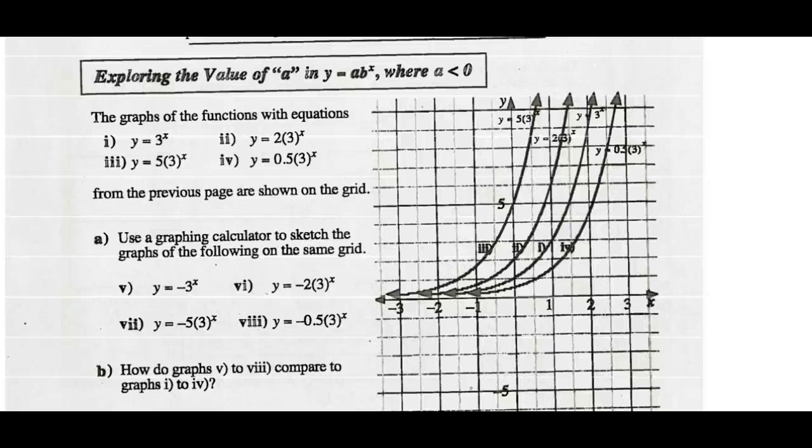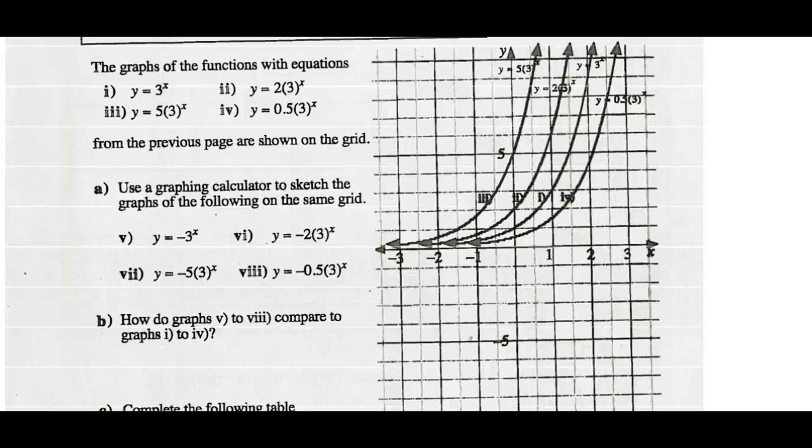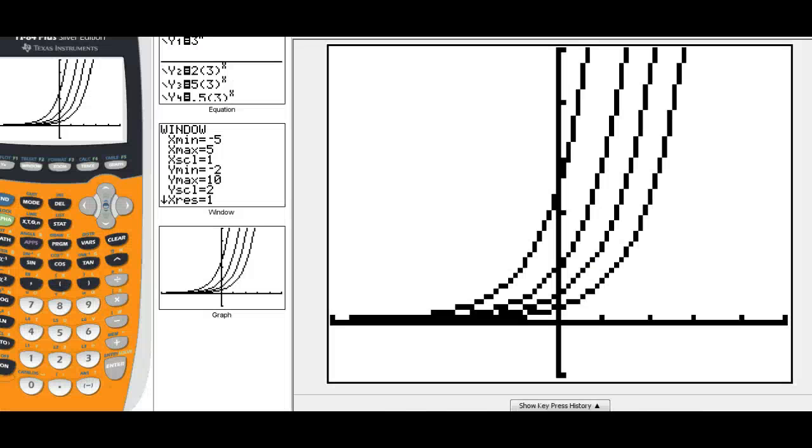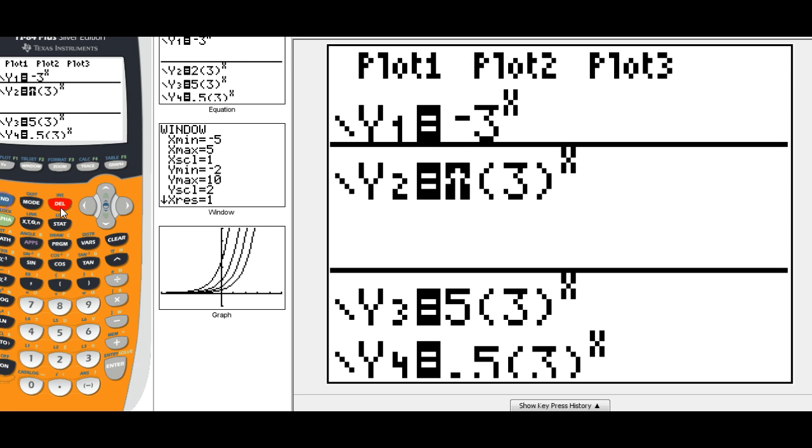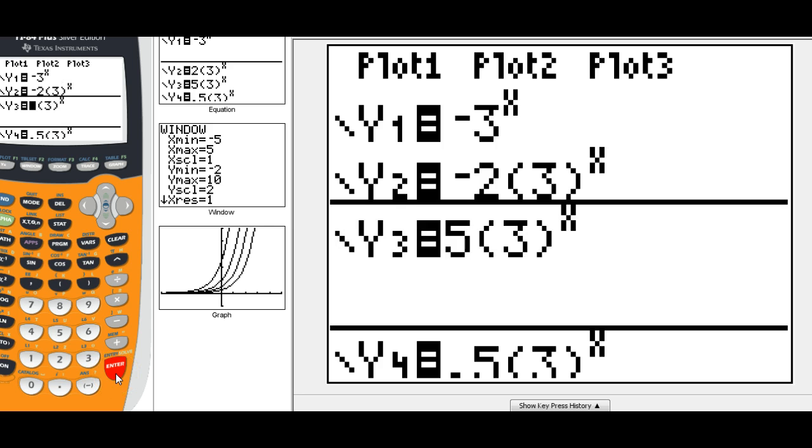Exploring the value of a in y equals a times b to the x, where a is less than 0. All right, so we recreated the graphs from the previous page right here: 3 to the x, 2 times 3 to the x, 5 times 3 to the x, and a half times 3 to the x. Use a graphing calculator to sketch the graphs of the following on the same grid. So if you just want to change those all to negative signs in front, and let's see what we get in our graphing calculator. All right, so go to your y equals screen and insert a negative sign to each one of these equations. So make all these graphs the negative.